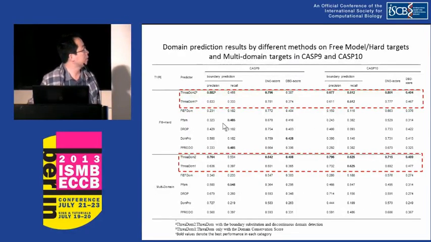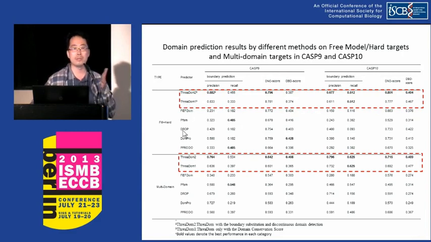We also tested the measure on the CASP 8 and CASP 9 datasets. Here, we give two strategies for ThreaDom, ThreaDom 1 and ThreaDom 2. ThreaDom 1 predicts the boundaries directly using the domain conservation score, without the discontinuous domain detection. ThreaDom 2 is with the discontinuous domain detection.